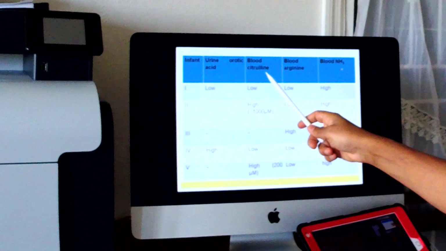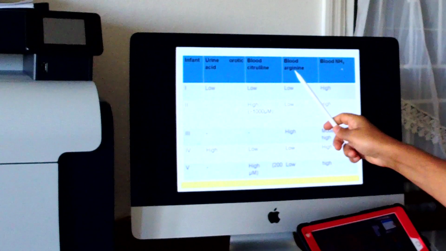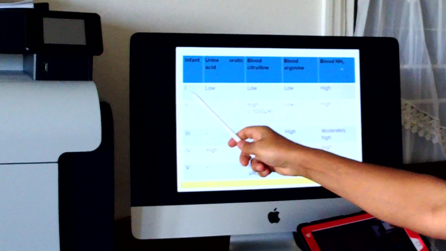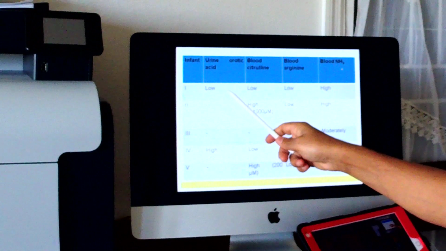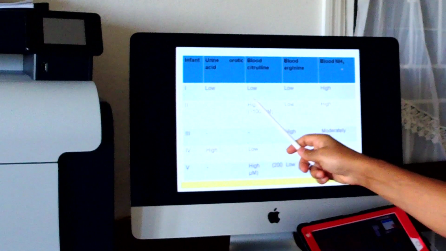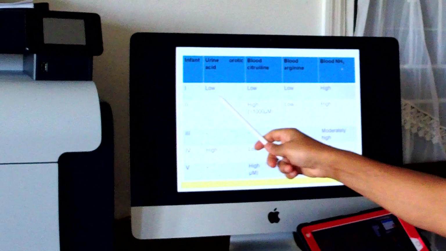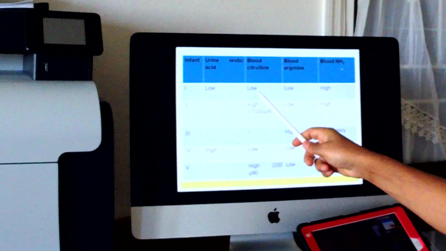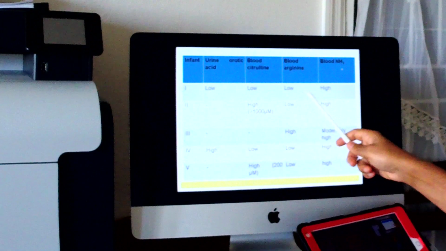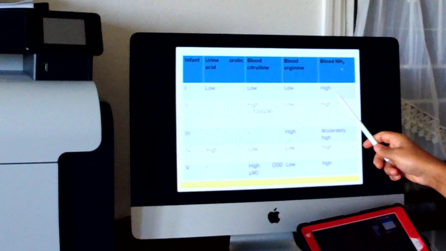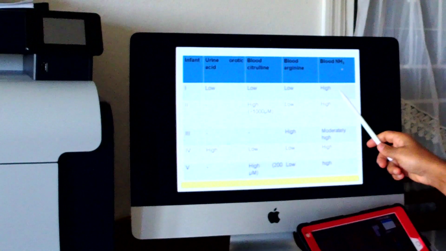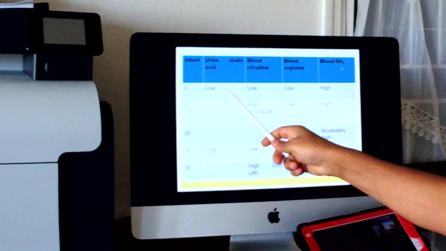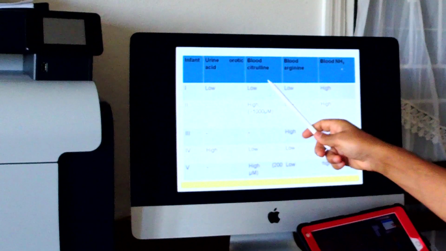Blood citrulline is in the third column, blood arginine level in the fourth column, and blood ammonia level in the fifth column. I'm not sure if it is very clear in this video, but let me read it for you. Infant number 1 has low orotic acid, low citrulline, low blood arginine levels, but a high ammonia level. So there is hyperammonemia in this child, and there is no citrulline, no arginine, no orotic acid. That means it is the number 1 enzyme in the urea cycle.